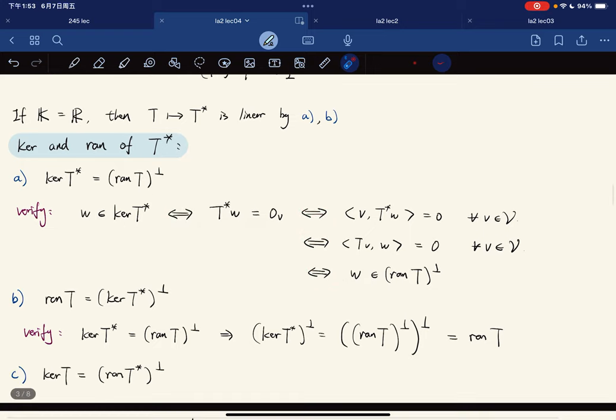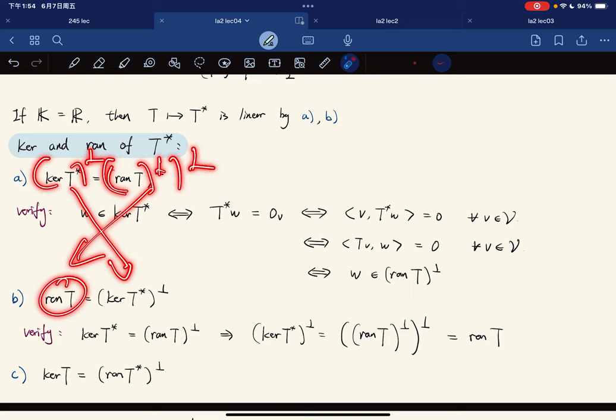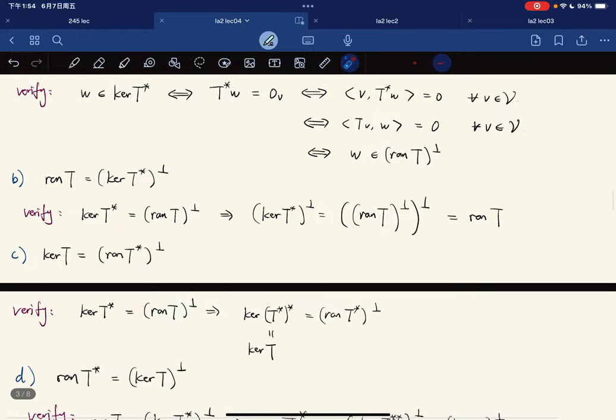And range of T is equal to curl T perp. Well, this is very easy because notice this, we take perp twice, that gives you range T, and this gives you curl T perp, right? And curl T is equal to range T star perp.